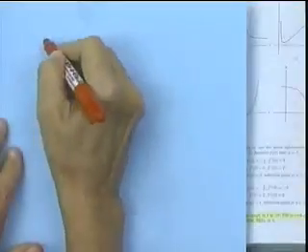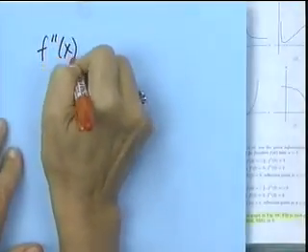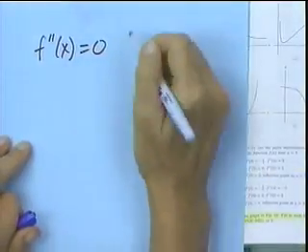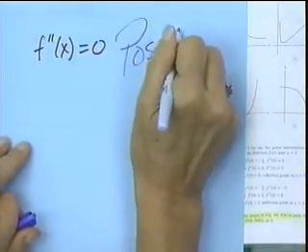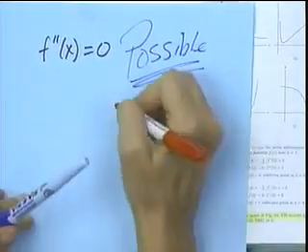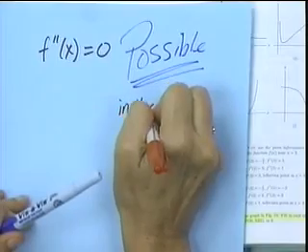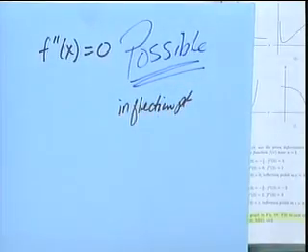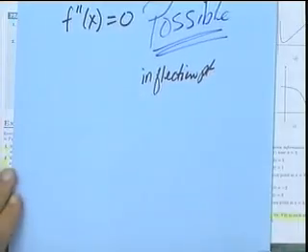Concavity. If we're looking for a concavity change, the inflection point, we're looking at where the second derivative is equal to 0. And the key thing here is this is a possible inflection point. Possible inflection point. I'm going to give you an illustration.